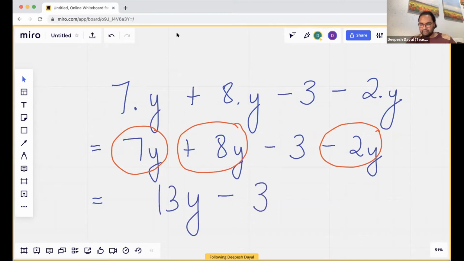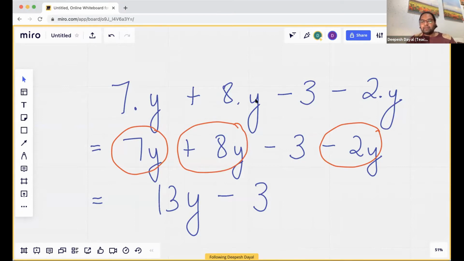Or are there other answers to this? Let's have a look in the chat. I've got 17y minus 3, but remember, 7 plus 8 is 15, then 15 minus 2. That's why it's very important to circle the sign in front of the numbers. So it's 7 plus 8 minus 2, it's 13y. Excellent. So there we go, 13y minus 3.